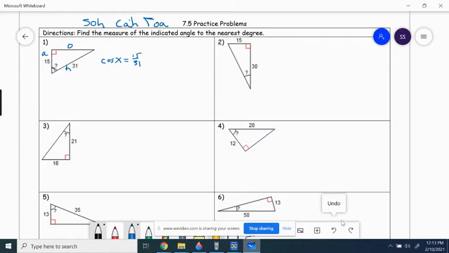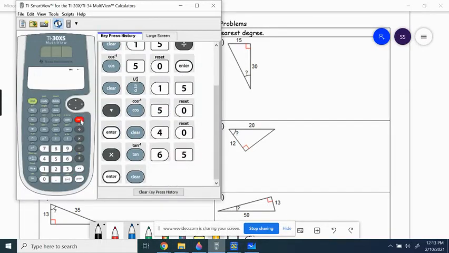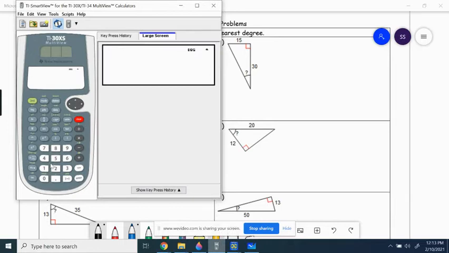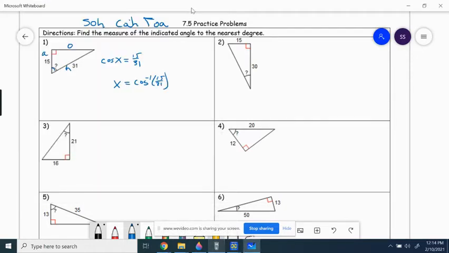All right, and then we solve this by just doing the inverse cosine. So x is equal to inverse cosine of 15 over 31. And we can use our calculator on that. Let's clear this out. Hit the second key, inverse cosine, 15 over 31. Press enter, and we get 61 degrees. So x is equal to 61 degrees.